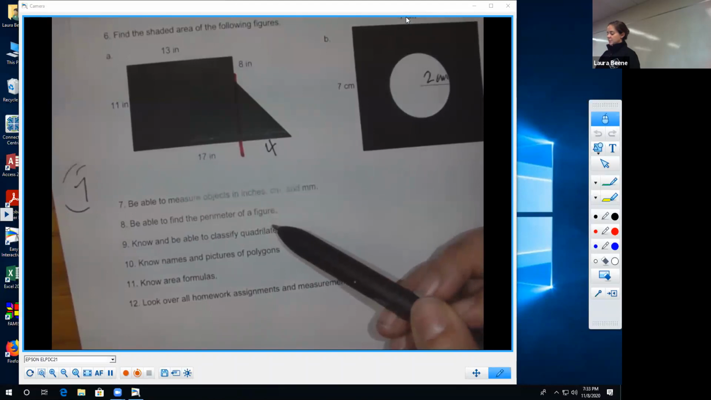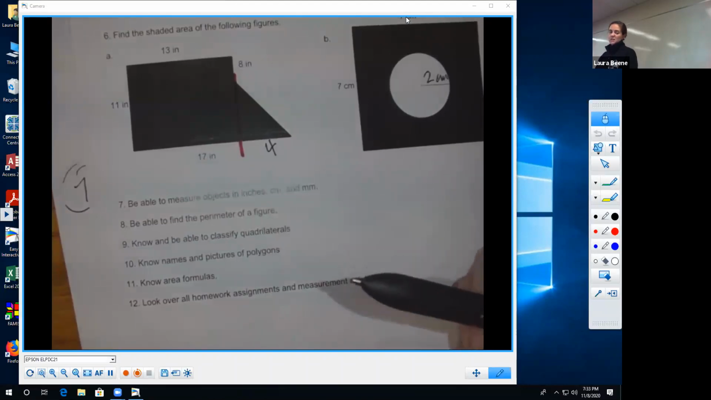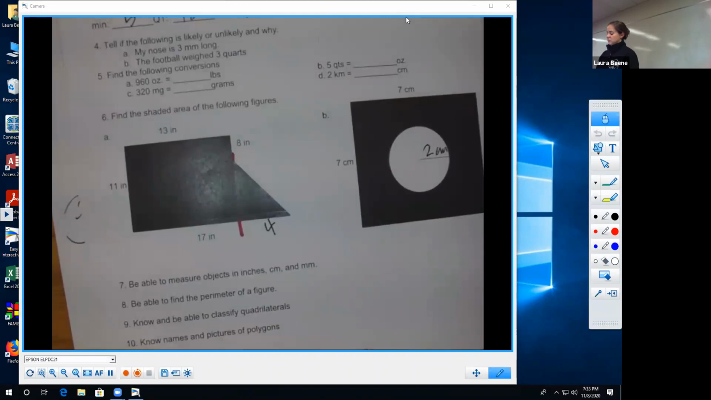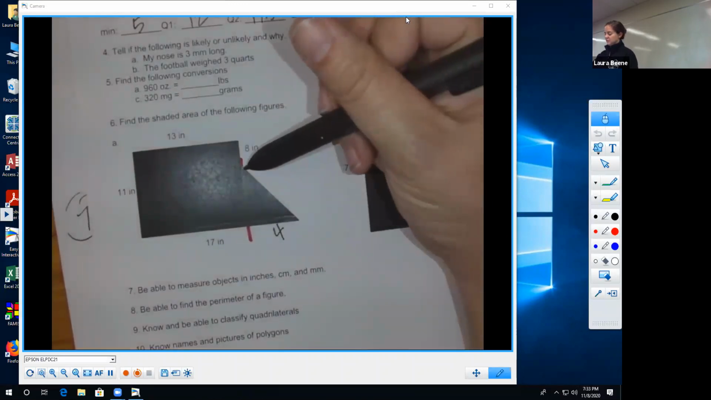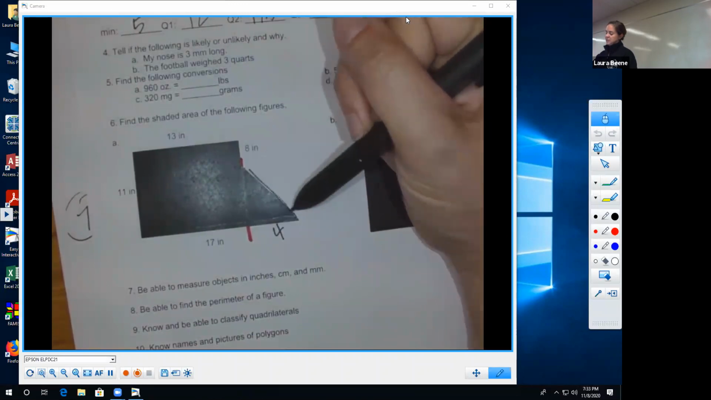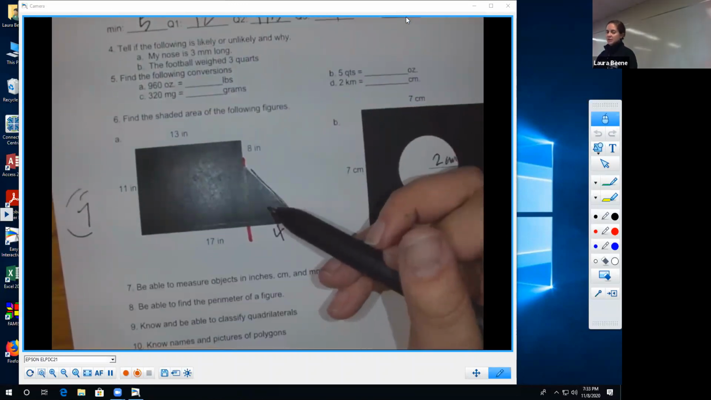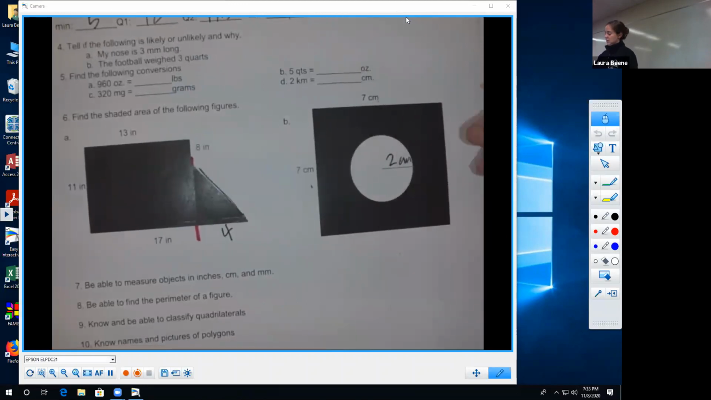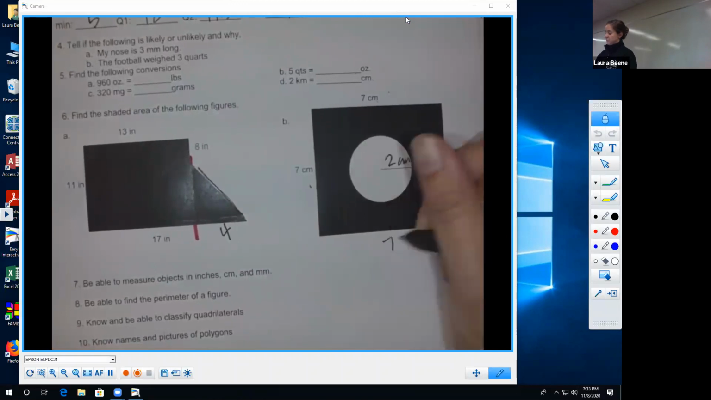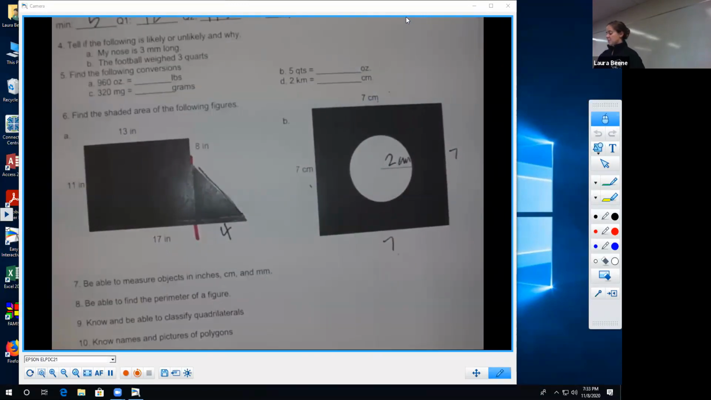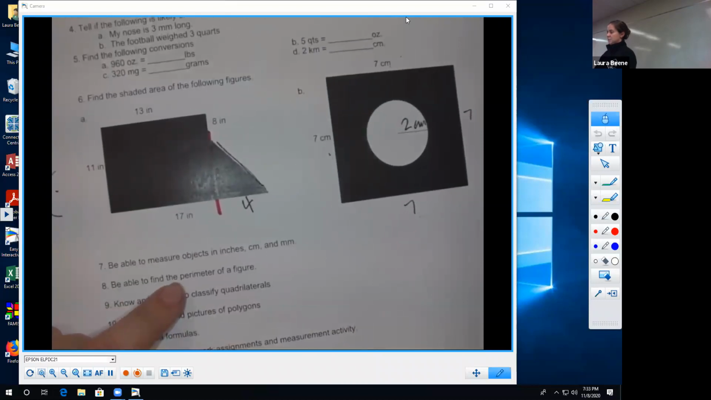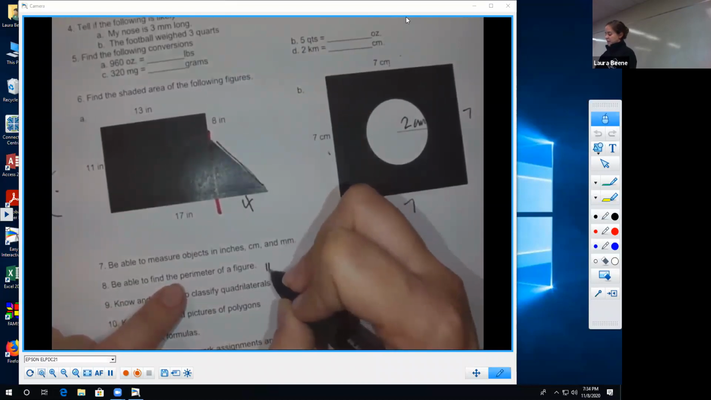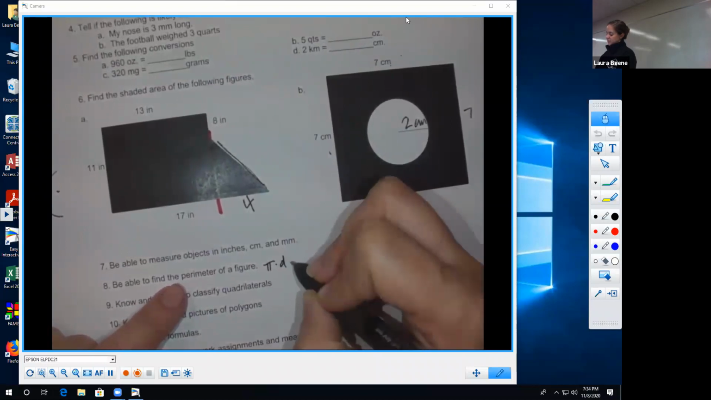For number 8, being able to find the perimeter. To find the perimeter, you're just adding up all the sides. So I couldn't really find the perimeter of this one. I mean, there is a formula to find how long this is, but it wasn't given to you. So obviously this problem's not going to be given to you on your test, but like this one, to find the perimeter here, you can add up all the sides. 7 plus 7 plus 7 plus 7 would be 28 centimeters. So perimeter is just adding up all the sides. The only one you can't just add up would be a circle, and that is pi times your diameter for a circle.